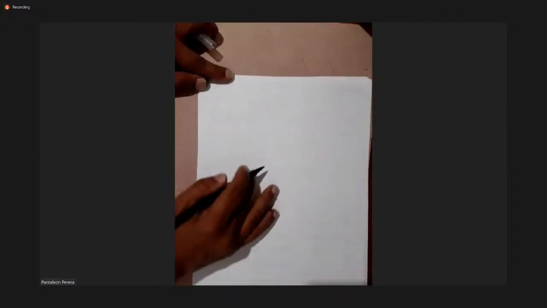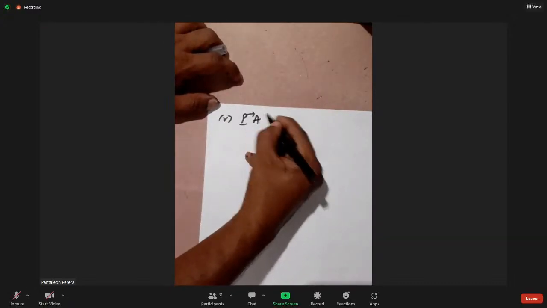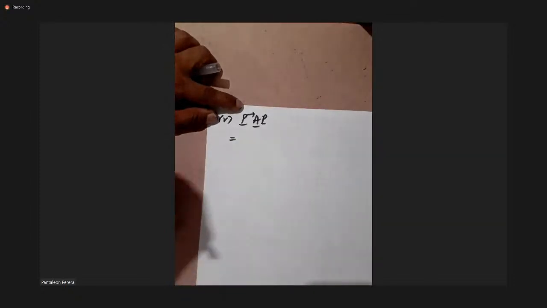Last one. Fifth one. What is the fifth one? Show that P inverse AP is diagonal. Man, how can we do that? P inverse AP. Maybe. P inverse AP is what?